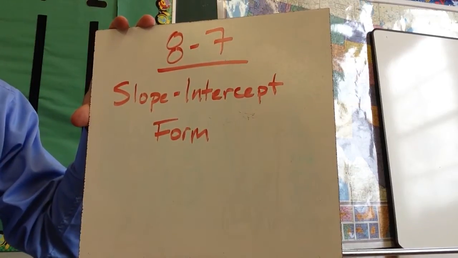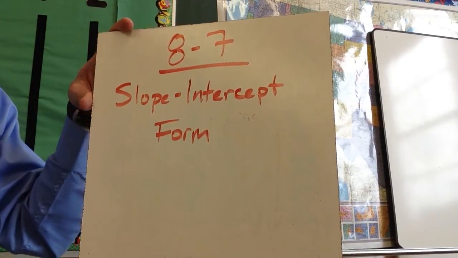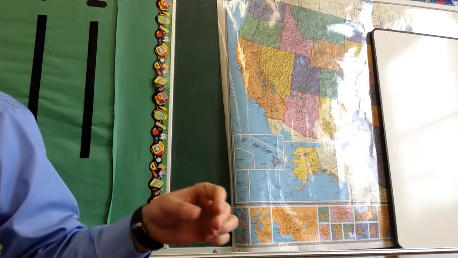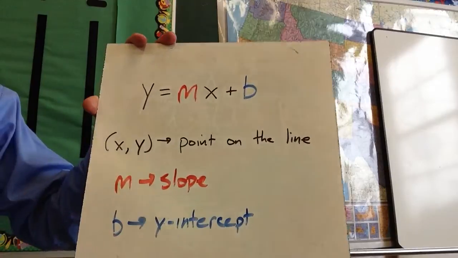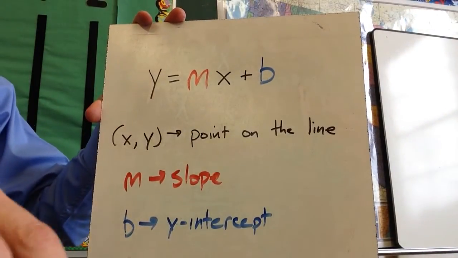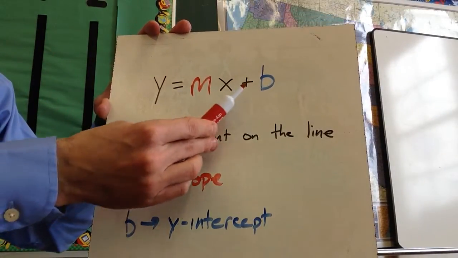This video will discuss chapter 8.7, Slope-Intercept Form. So this is a really important form of an equation for a line. And so this is the form. So it's y equals mx plus b.